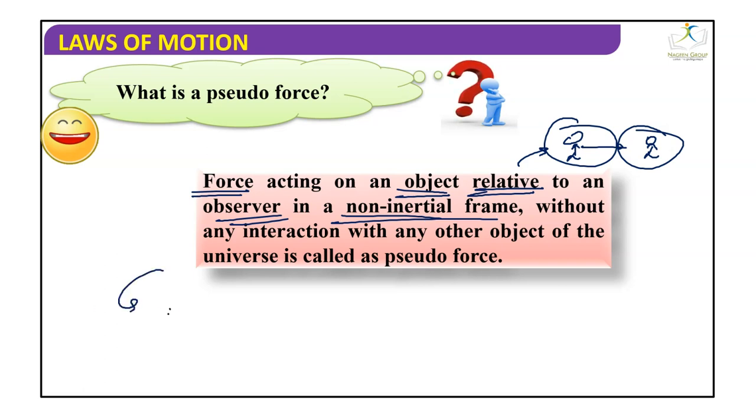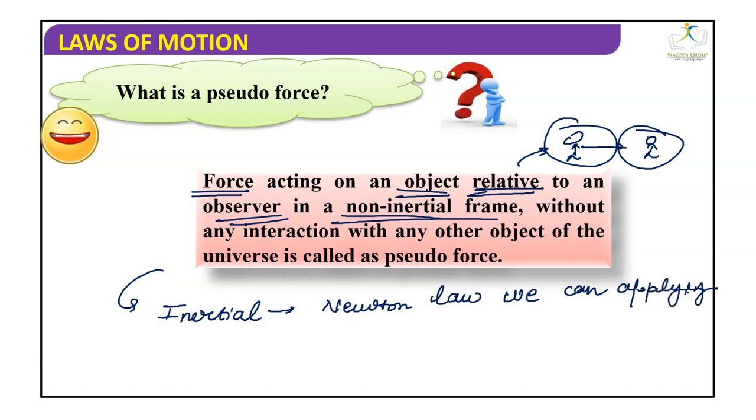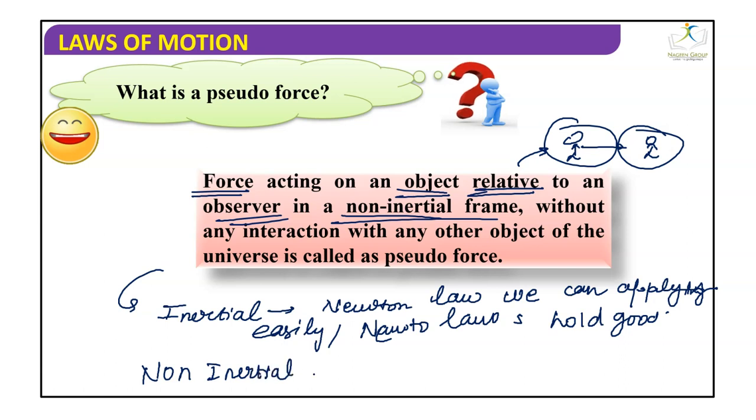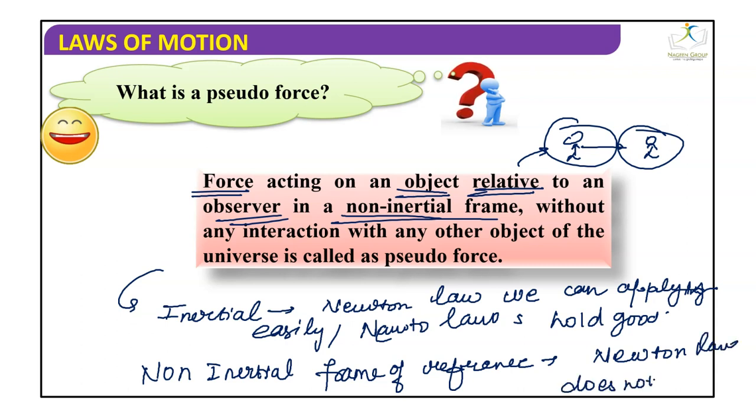We have two types of frames, students. One is the inertial frame. Inertial frames are those frames where we can apply Newton's laws easily, where Newton's laws hold good. But in a non-inertial frame of reference, Newton's law does not hold. That's why we use the pseudo force concept, because Newton's laws will not actually be followed. But yes, of course, it will be applied.